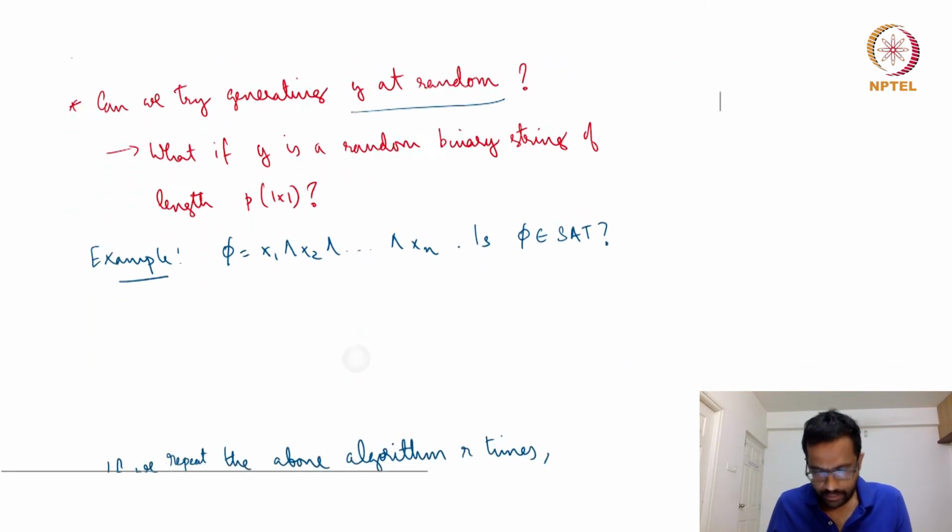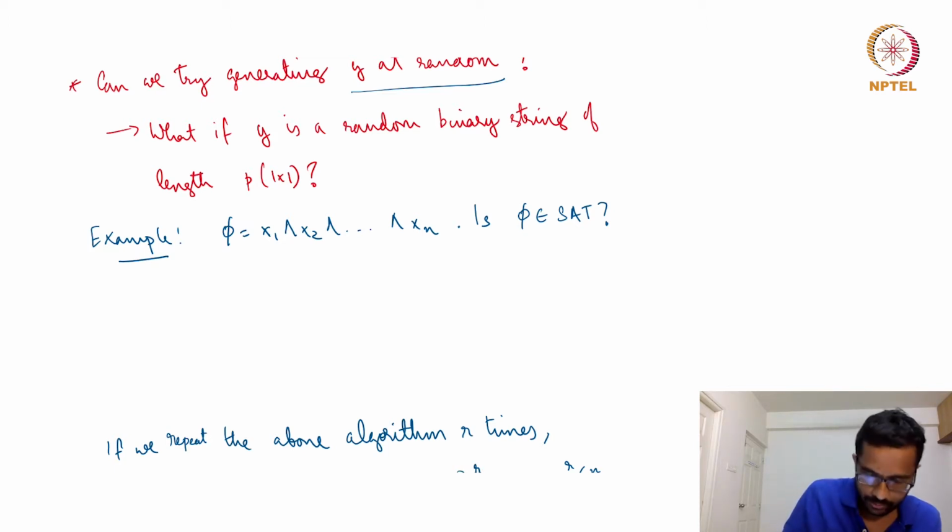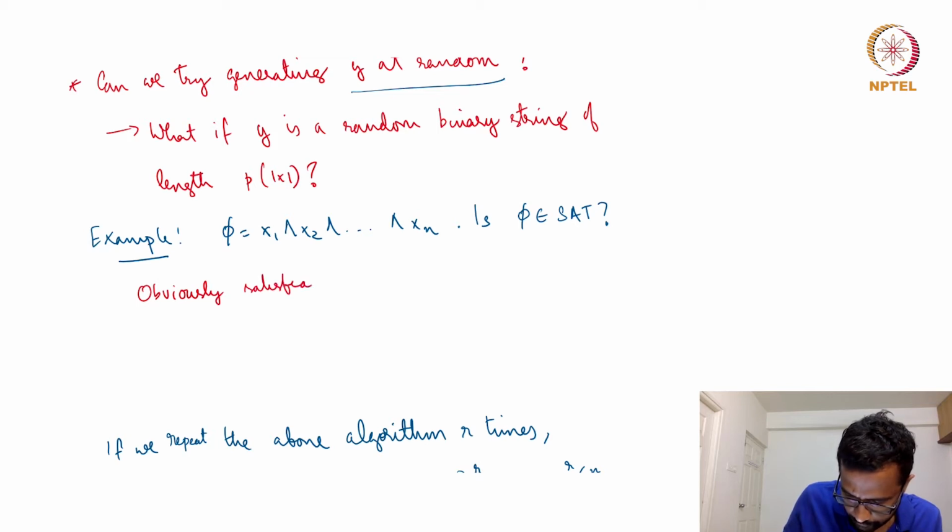Let us try to see some problem and see what happens. Let's see a satisfiability instance. Phi is equal to x1 and x2 and so on till xn, with n variables. Is this satisfiable or not? Again, this is an easy question in this sense. It's an AND of n variables, so obviously it is satisfiable.